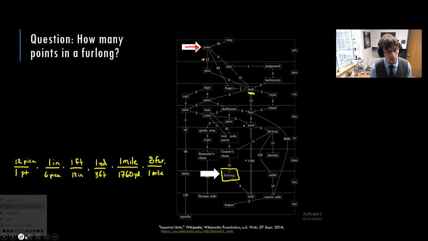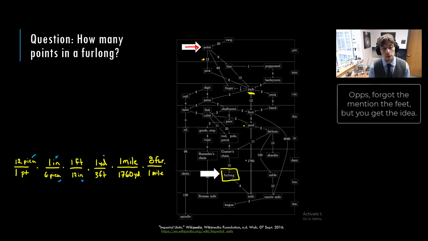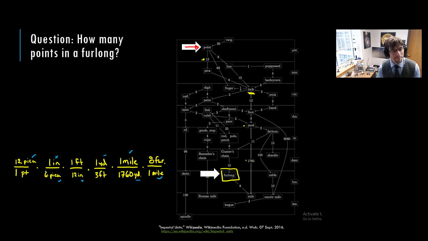And now let's go ahead and double check. We'll go through. We see that picas cancel the picas. The inches cancel the inches. The yards cancel the yards. The miles cancel the miles. And so we'll have the number of points per furlong. Okay? So let's go through and do that. That's 12 divided by 6. And then we have another 12 in there. We'll just write this whole thing. We have a 3. We have a 1,760. And we have an 8.